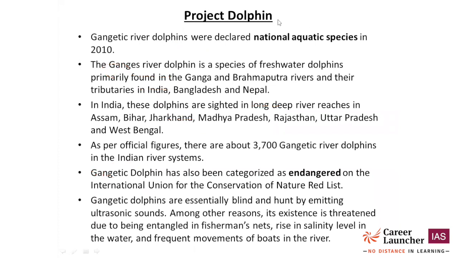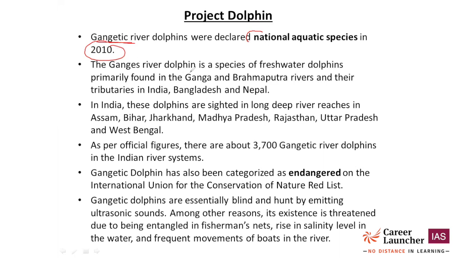Now Project Lion and Project Dolphin both started at the same time. Okay, so these 2 new projects were started by the government of India. Now Project Dolphin: the Gangetic river dolphin was declared as the national aquatic species in 2010. I think this was again a question in Prelims. It has been asked in Prelims: which of the following is the national aquatic species in India? The national aquatic species of India is the Gangetic river dolphin.